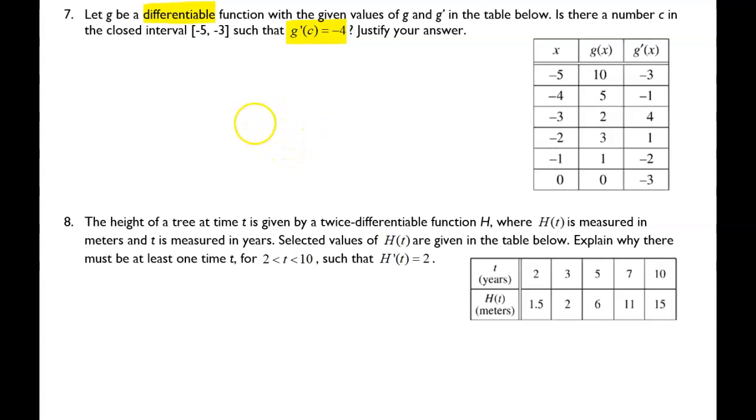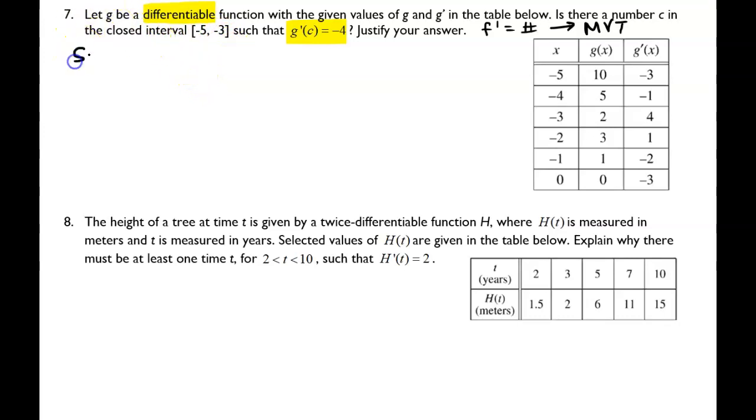Now, unlike the last two problems, it didn't tell us anything about MVT, so you might not be sure what to do. But anytime you're given a derivative like f prime or g prime is equal to a number, you should automatically be thinking about mean value theorem. And so there were two things we needed to check before we could use mean value theorem. Is your function continuous? Is your function differentiable? We have the differentiable part. But if a function is differentiable, that means it's also continuous. We know that, but we need to state it.